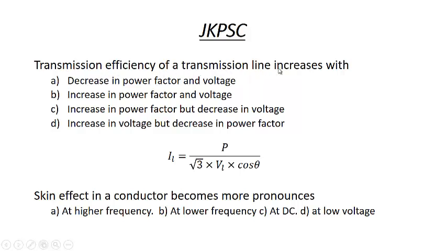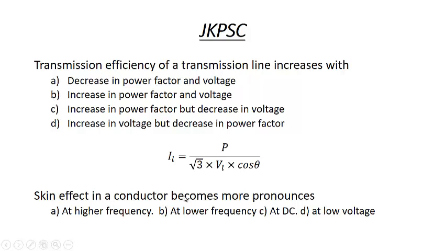Transmission efficiency of a transmission line increases with, as we know that IL is equal to P divided by root 3 into VL into cos θ. So as voltage and power factor increase, IL decreases for the same power, and you can see the efficiency will increase because power loss will decrease. So increase in both power factor and voltage.